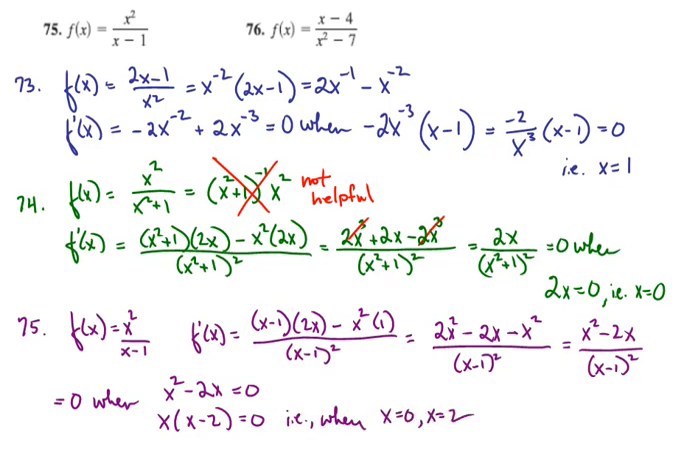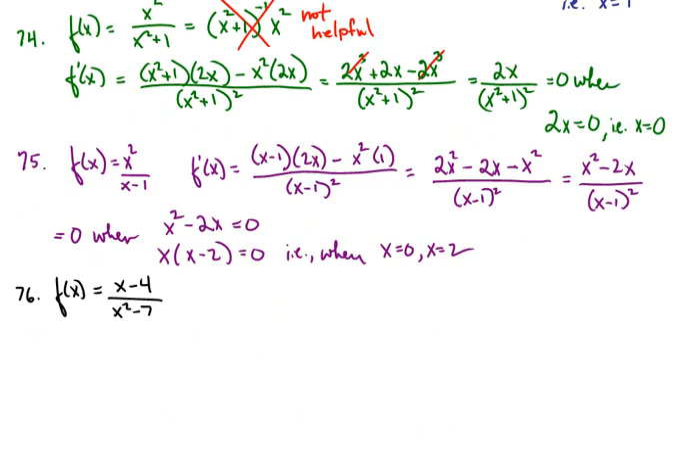And we'll take a look at problem 76 then. In problem 76, we have f of x is x minus 4 over x squared minus 7. Again, this is a similar situation as the previous two problems, which cannot be rewritten to make a product. So we'll directly use the quotient rule. And that's low, d high, which is 1, minus high, d low, which is 2x, all over the denominator squared.